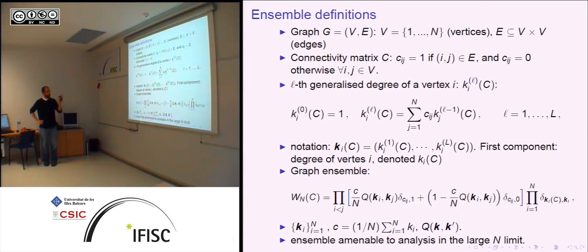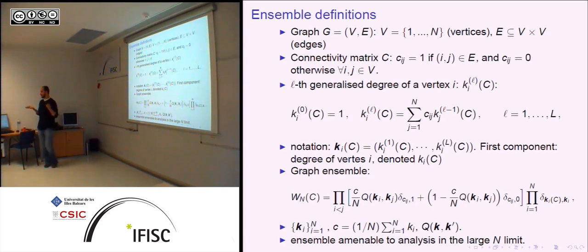Very good. So we are going to use this definition to introduce correlations in the ensemble in the following way. We define our graph ensemble, the ensemble of graphs, as the weight in this form. That means the following. The probability that two nodes i and j are connected is given this way. The probability that two nodes are not connected is given by just the opposite. And then what you do is the following: you put this Kronecker delta, you constrain these generalized degrees to given values ki.